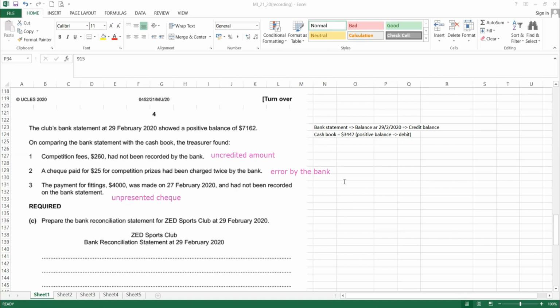The question says prepare the bank reconciliation, but they didn't tell us whether to start from the bank statement or the cash book. So you have two options. I start with the cash book first. Okay. Here, Z Sport Club bank reconciliation statement at 29 February 2020.